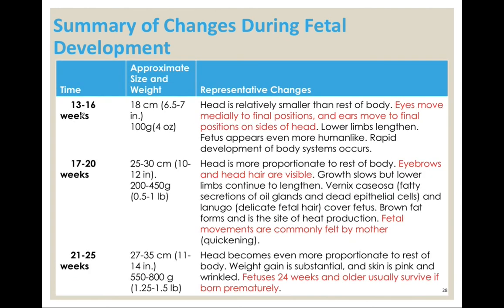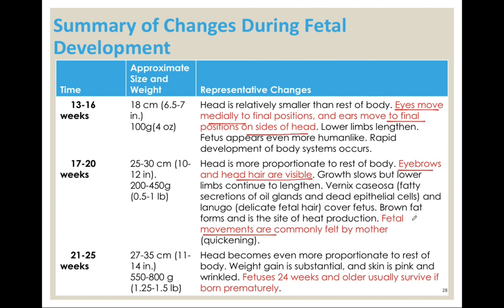Between weeks 13 and 16, the eyes are going to move a little bit more medially, and the ears are going to move a little bit laterally towards the sides of the head. The lower limbs are lengthening during this period, and rapid development is taking place throughout the entirety of the fetal period as well. Between week 17 and week 20, head hair and eyebrows are going to be visible, and the mother will often feel the movements of the fetus as well.